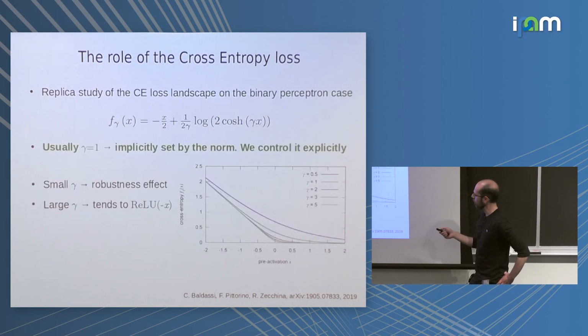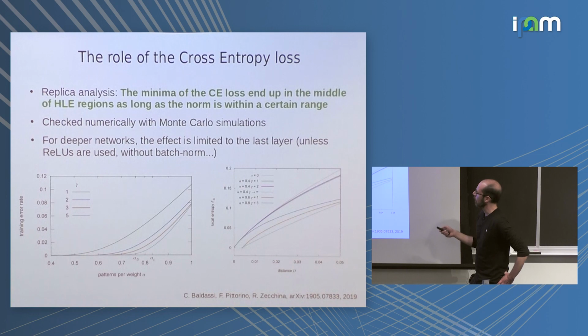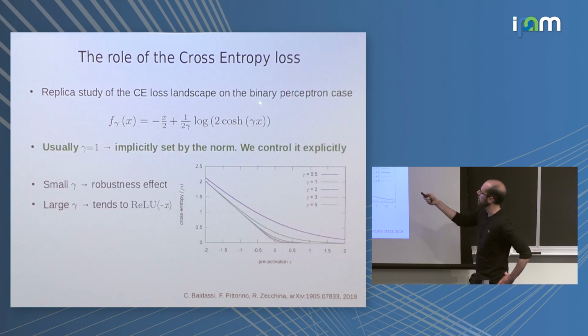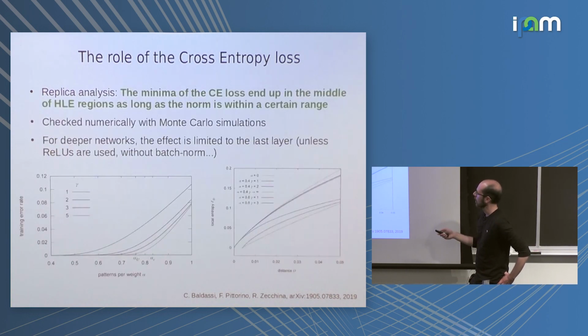So what we did is we studied this loss function on the simplest case, which is the binary perceptron. We did the replica analysis of that, and we studied, say, the local landscape around the minima of this loss. And what we found is that the minima of this loss end up more or less in the middle of these high local entropy regions, as long as the norm is within a certain range.